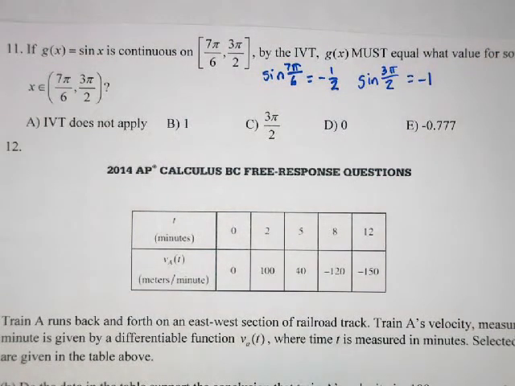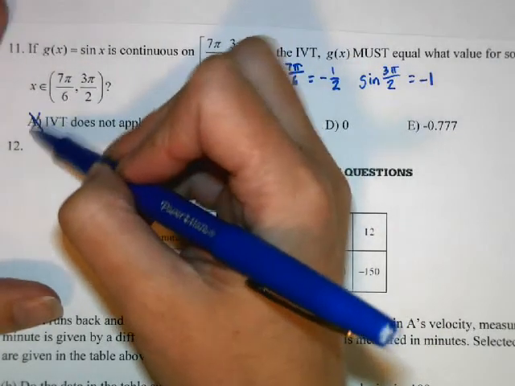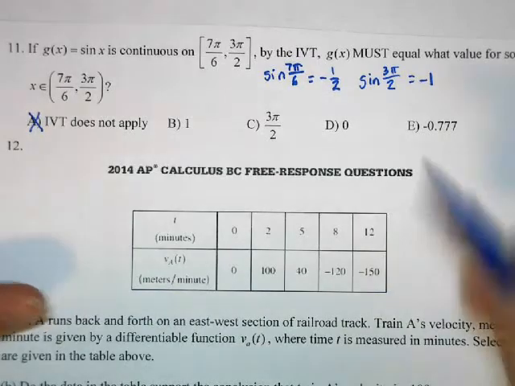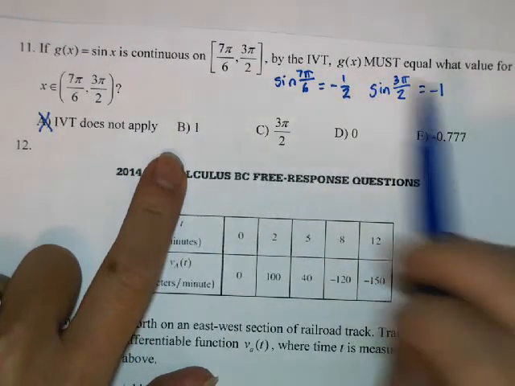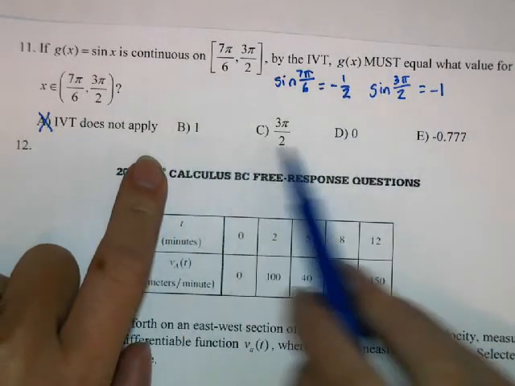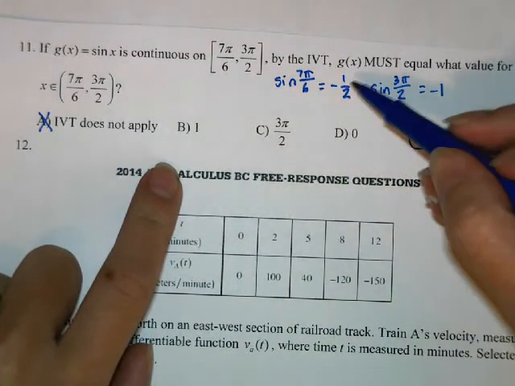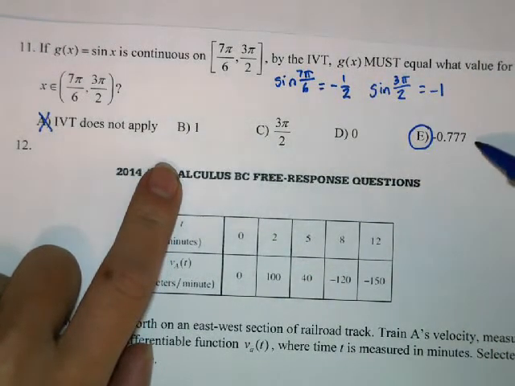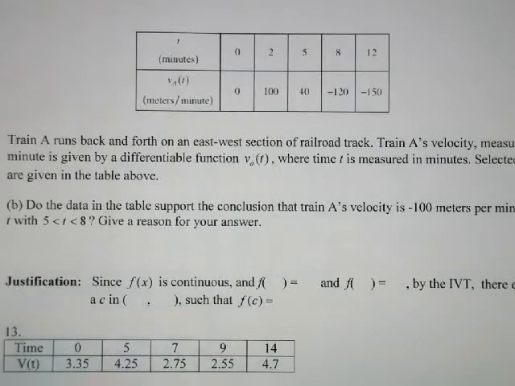So we're looking for which value it is. The intermediate value theorem does apply because it's continuous. And if we look at these three values, okay, we're going from -1/2 to -1. So the only value that's between those is E. If it's going from -1/2 to -1, it has to pass through -0.77.